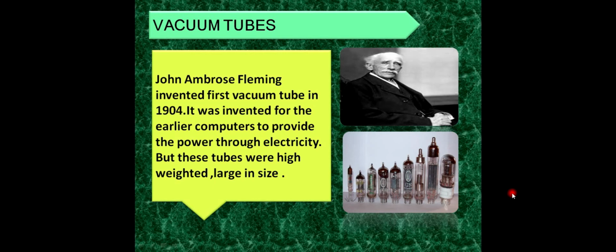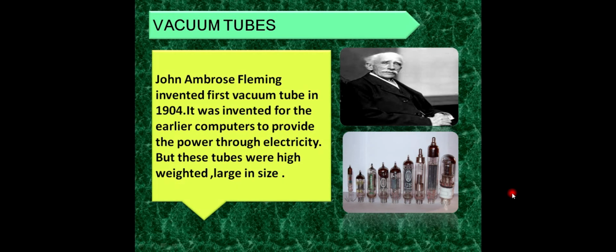So here is the person who invented the first vacuum tube in 1904, and he is John Ambrose Fleming. He invented the first vacuum tube in 1904, and it was invented for the earlier computers to provide power through electricity. But these tubes were heavy and large in size. So here is the inventor, and you can see the vacuum tubes as well.